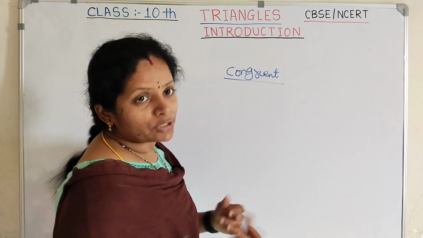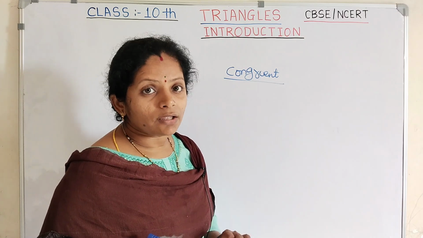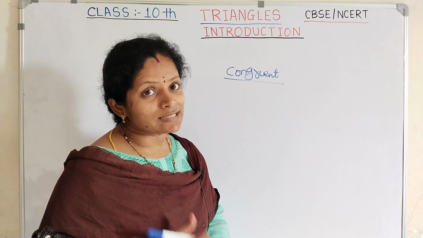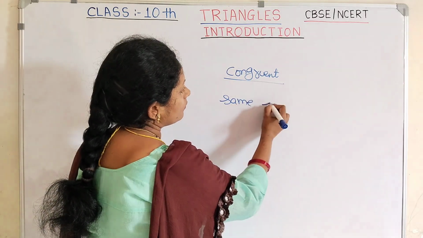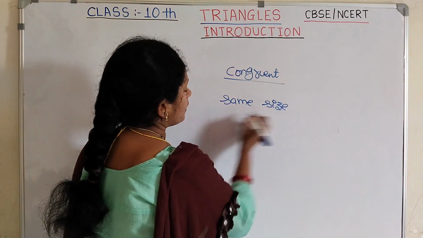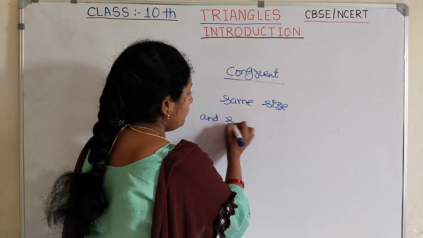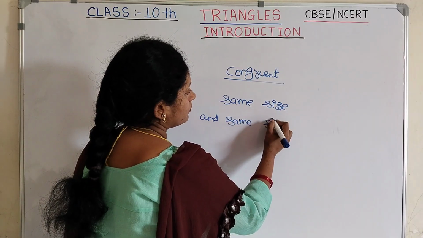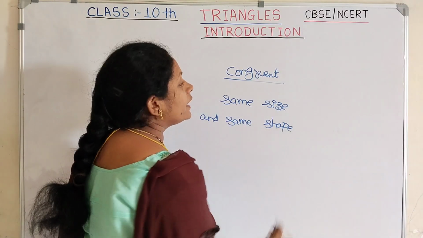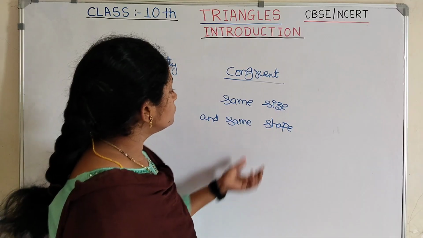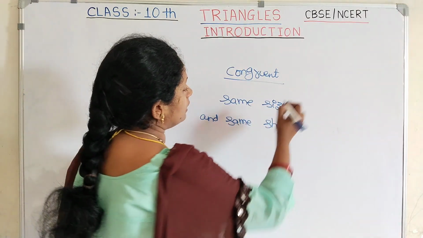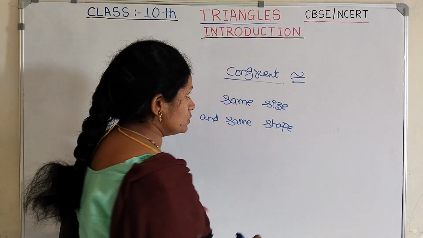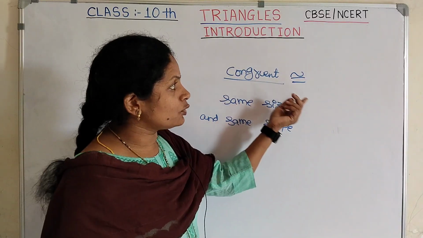Two shapes are said to be congruent if they have the same size and the same shape. Then we can say that the two figures are congruent. What symbol is used here? This symbol is used for two figures being congruent.